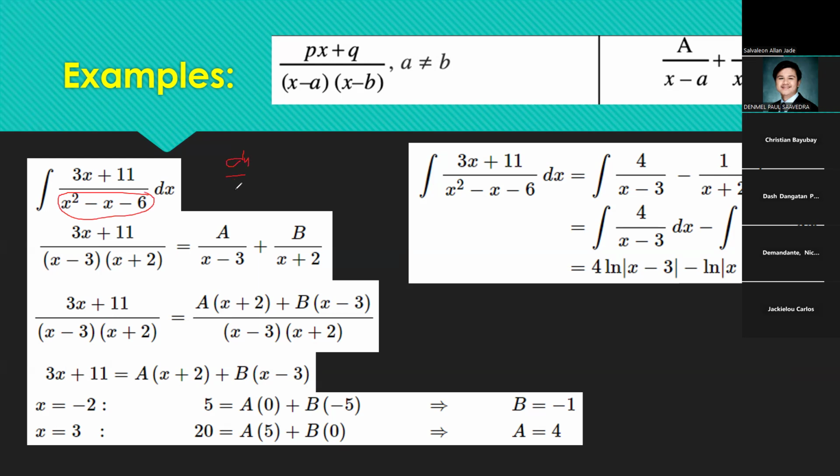Sir, nakamute yata kayo. Sir, nakamute kayo. I see. That is why. Okay, let's go back. Kaya pala walang sumasagot.